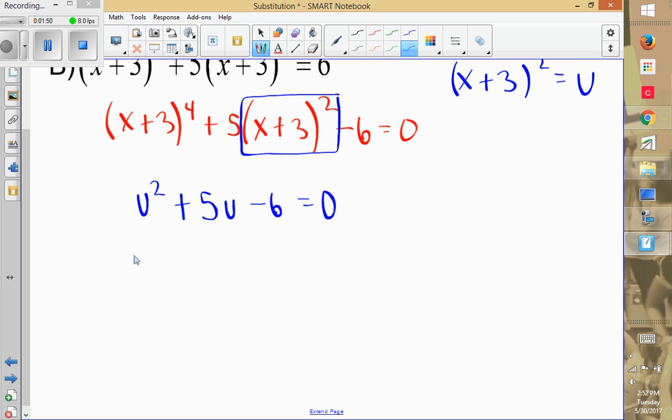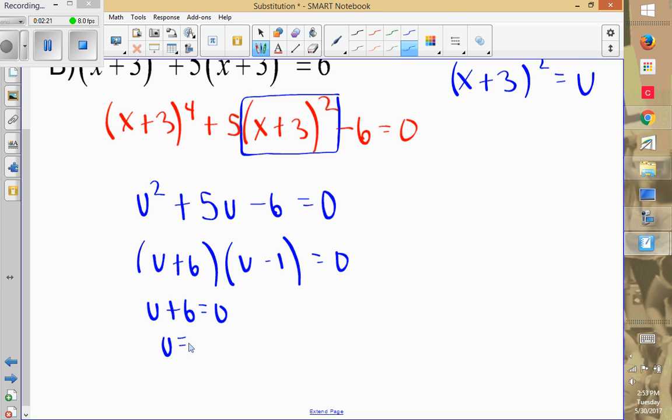I'm going to factor this because this is a factorable problem. Positive 6 and, oops, I'm not in x, I'm in u. You've got to be careful with that. So u plus 6 and u minus 1. Zero product property says that I can either set u plus 6 equal to 0 and get negative 6, or I can set u minus 1 equal to 0 and get 1.